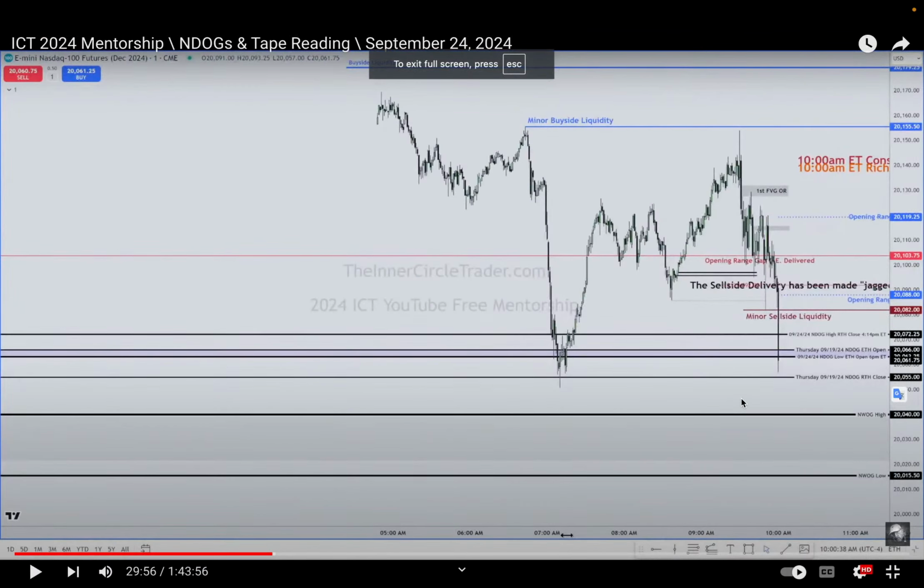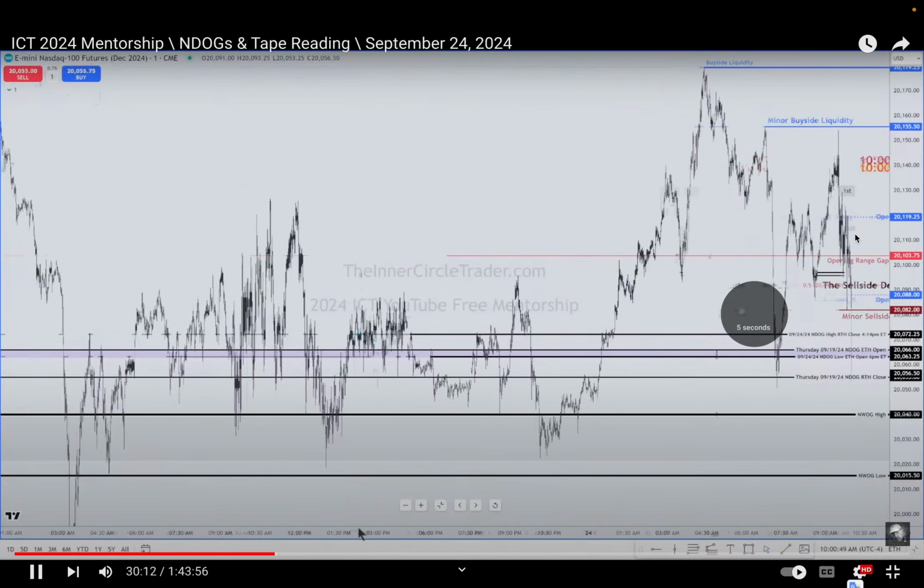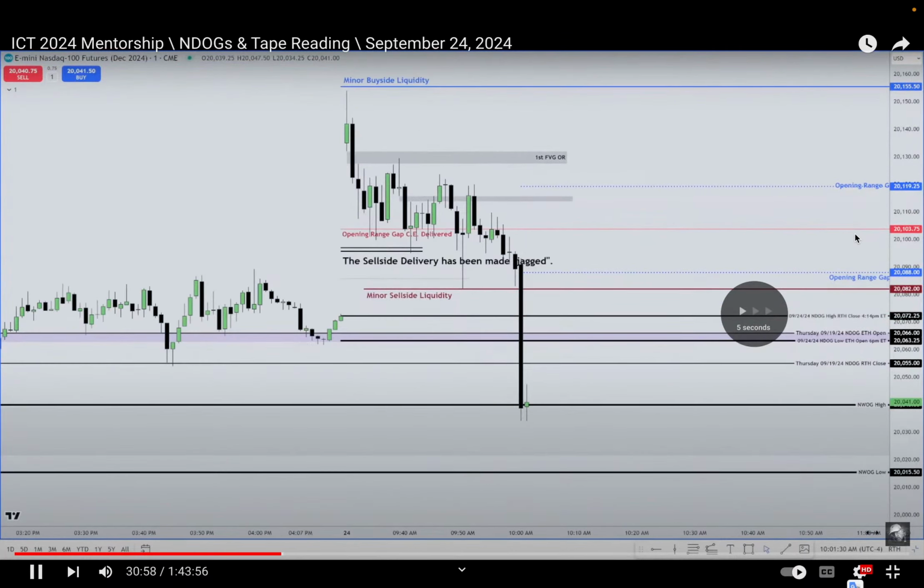You can already see that he marked out the new week opening gap right here. So he had it marked out before as a potential draw on liquidity. Why? Because ICT's been trading the same exact price action that we're looking at for over 20 years. So he knows that either one of these confluences could be the range that it runs into. And it's not about having them all marked out. It's about knowing that they exist and then waiting for price to give you confirmations from a specific level.